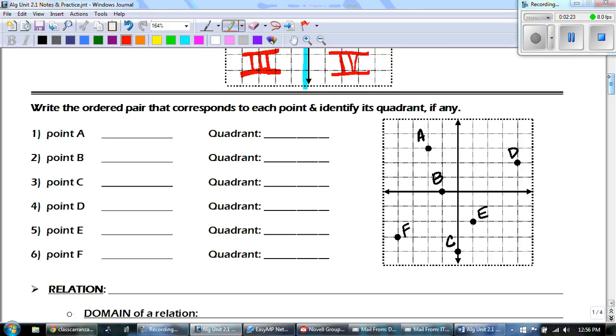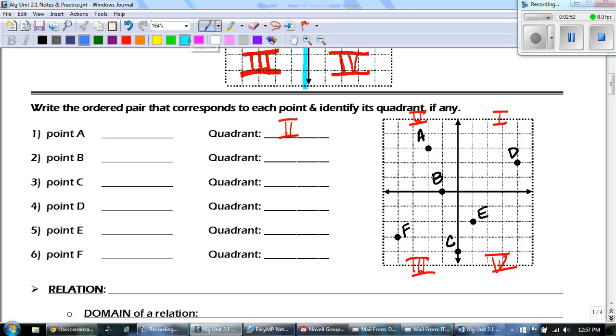So, write the ordered pair that corresponds to each point and identify its quadrants, if any. So, here we go. Point A. Right away, I know what quadrant that is, because there's 1, there's 2, there's 3, there's 4. So right away I'd say A's in quadrant 2.